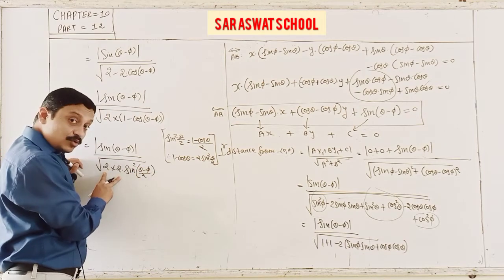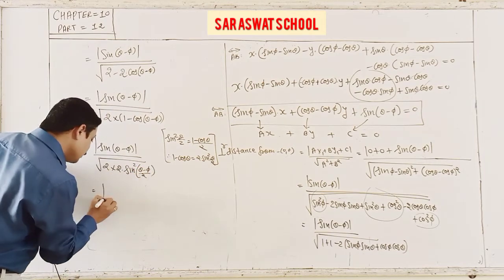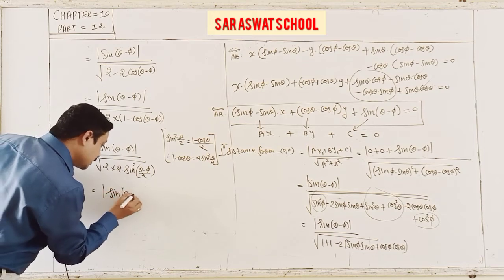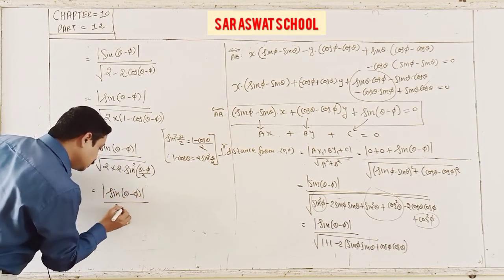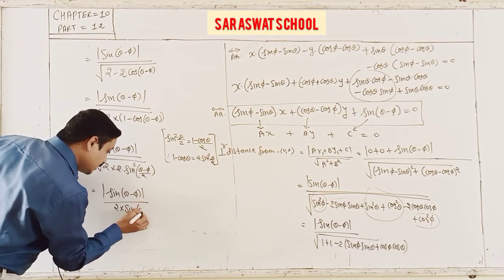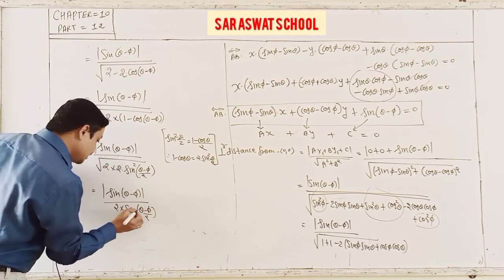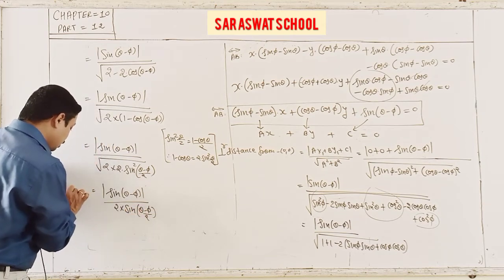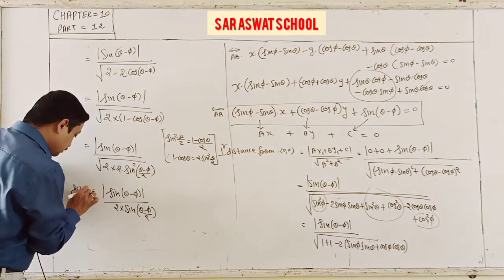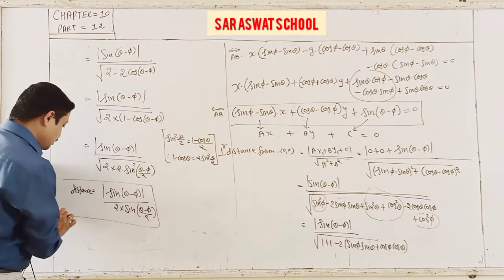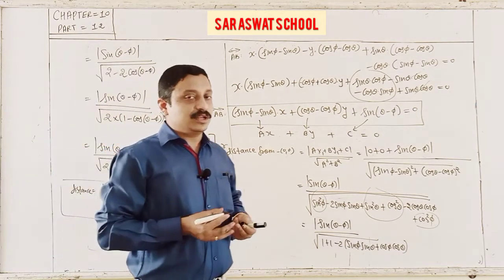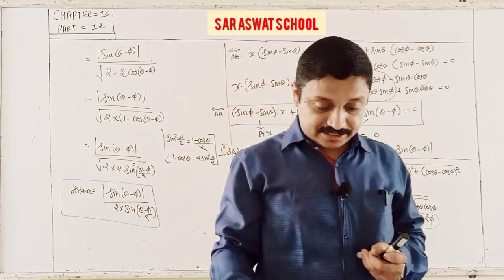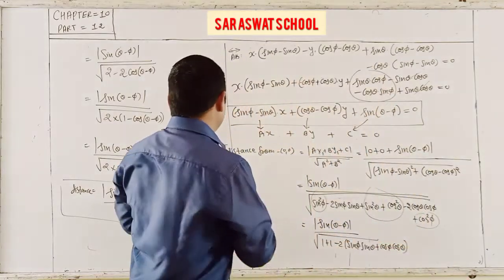Now 2 2s are 4, taking the square root, so your answer is modulus sin theta minus phi by 2. This answer is given in your textbook, distance from origin. And students, it is the most important numerical, a 3 marks question. Yes. Now I go ahead, one more sum.